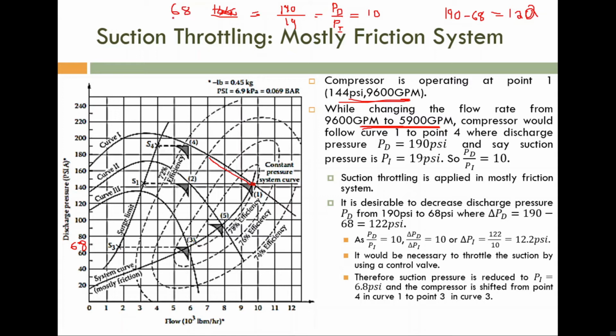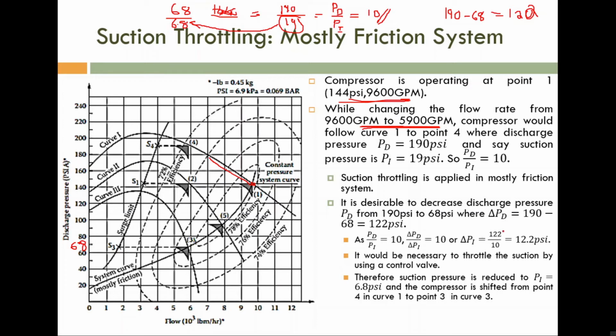By reducing the suction pressure, we are reducing the discharge pressure to the required value of 68. For that purpose, we are reducing the suction pressure. So what is the required suction pressure? Please note the compressor ratio is 10 corresponding to this flow rate, 5900. So the required suction pressure is 6.8, right? Corresponding to 190, the suction pressure is 19. So the suction pressure must be reduced from 19 psi to 6.8 psi.